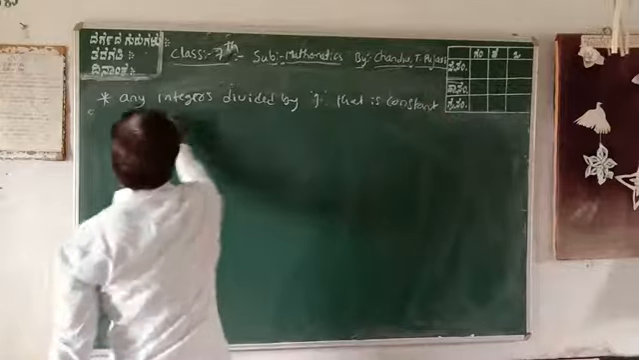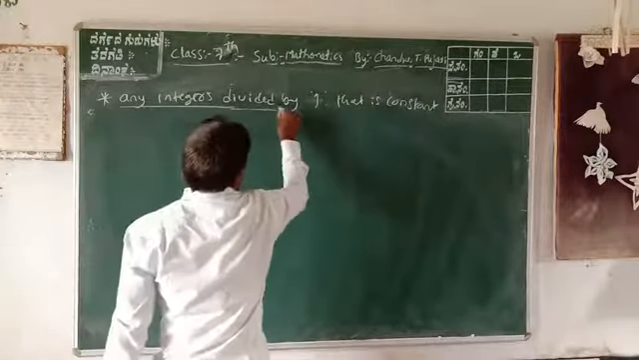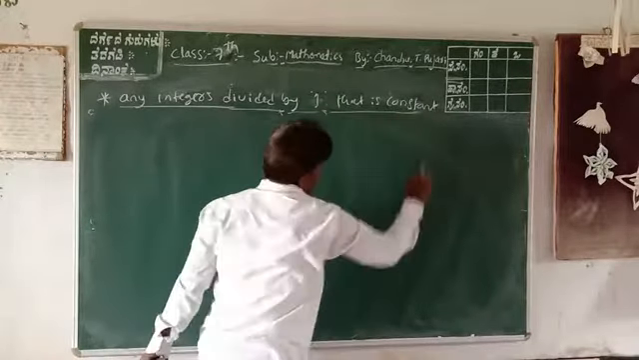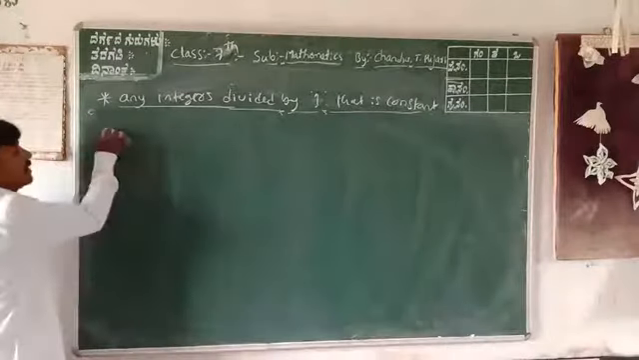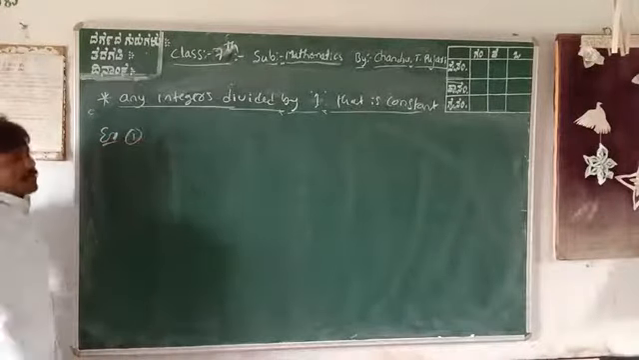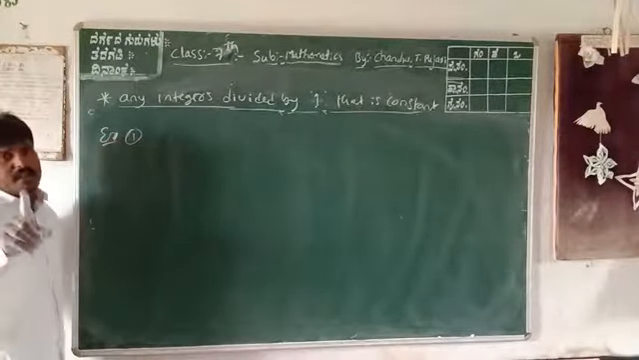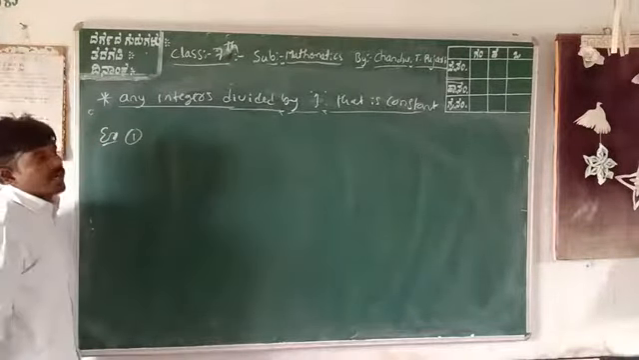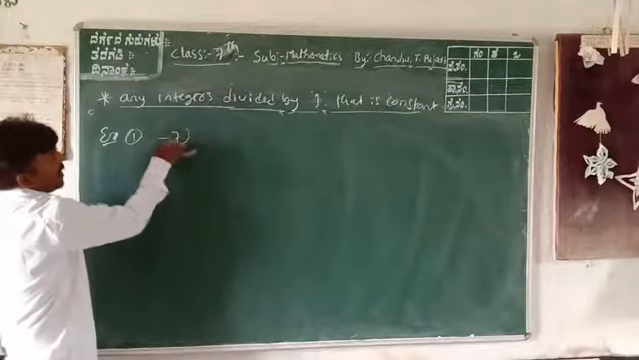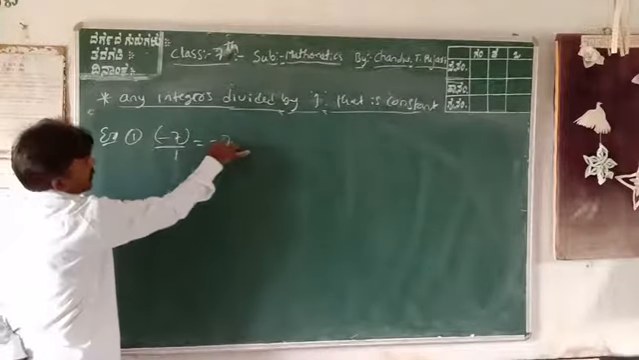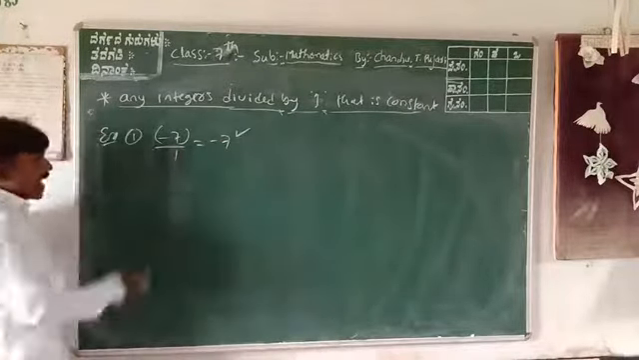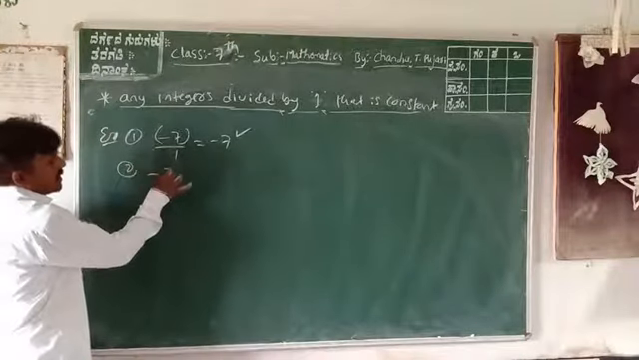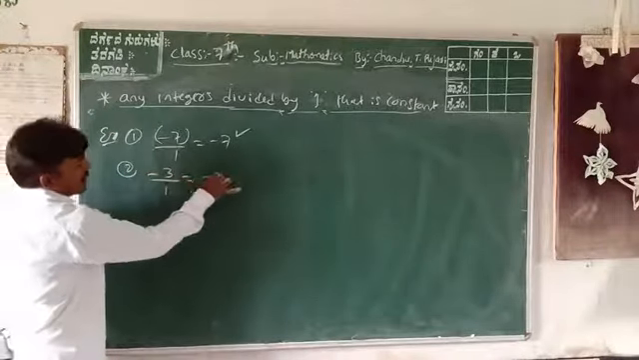This is most important. Any integer divided by 1 is itself only. For example, any number divided by 1 is always itself only. For example, minus 7 divided by 1 is equal to minus 7, same as it is. Or otherwise, minus 3 divided by 1 is equal to minus 3.